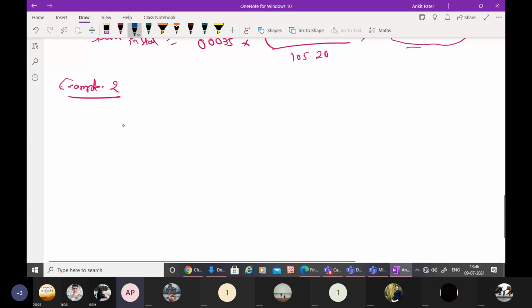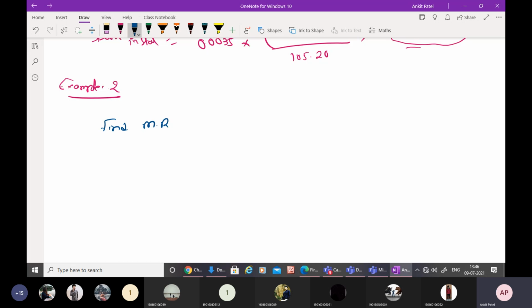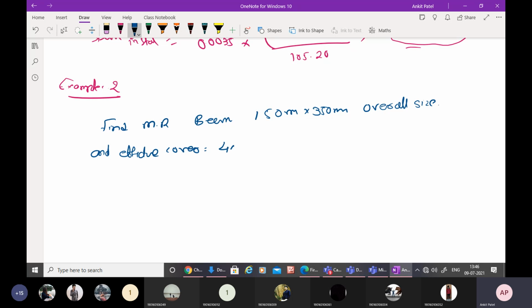So, moment of resistance. Find the moment of resistance of a beam having overall size of 150 mm by 350 mm. They have mentioned this is the overall size, and the effective cover is equal to 40 mm. The beam is reinforced with three numbers of 16.